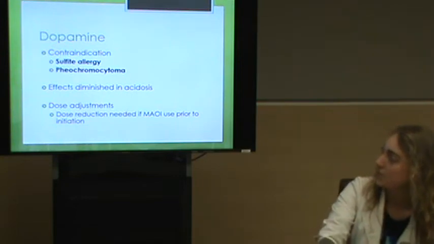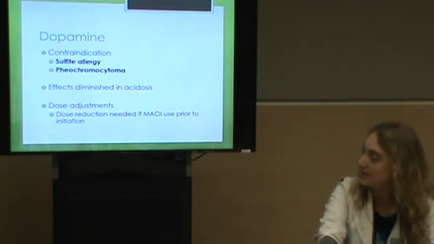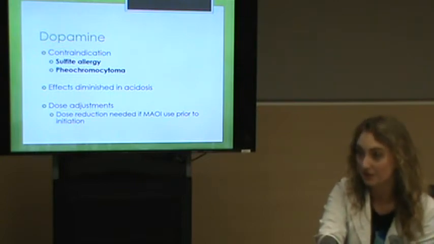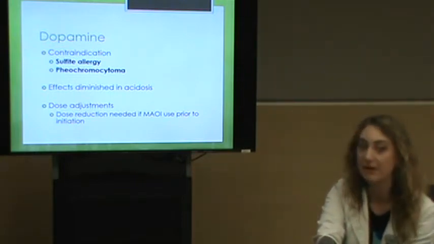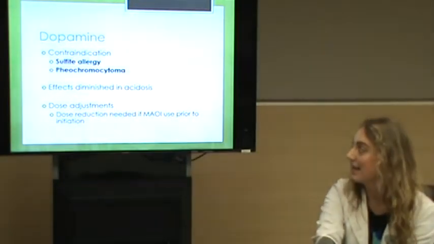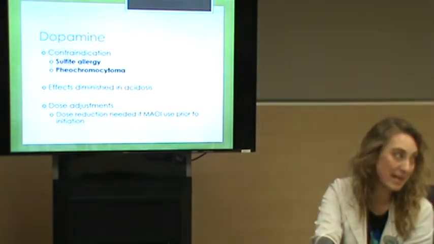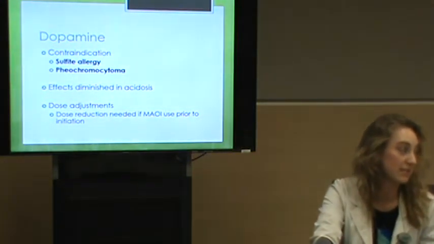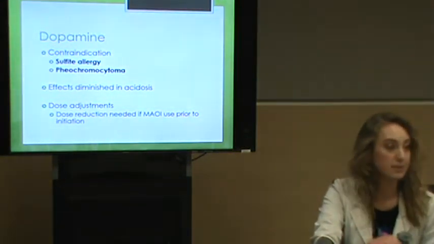For contraindications, one important one is for any patient that has some sort of sulfite allergy. So we're not just talking anaphylaxis reactions to sulfa, but if they have any sort of sensitivity, you want to avoid use of dopamine. And there's another medication we'll talk about in a minute that has the same contraindication. So just keep in mind, if they have any sort of sensitivity or allergy to sulfa, don't use dopamine.